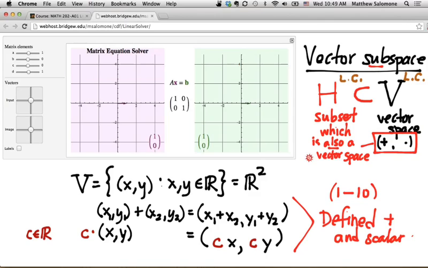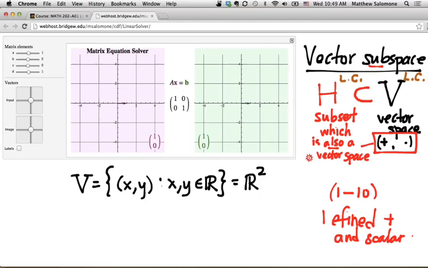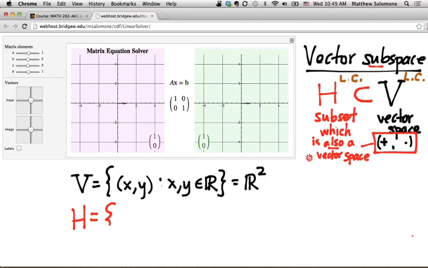What I'd like to do is to define a subset of this vector space and ask whether that subset is in fact a vector subspace or not. So let me clear out some space down here. And let's take the following subset. So my subset is going to be the set of points (x, y) such that y is equal to x squared.